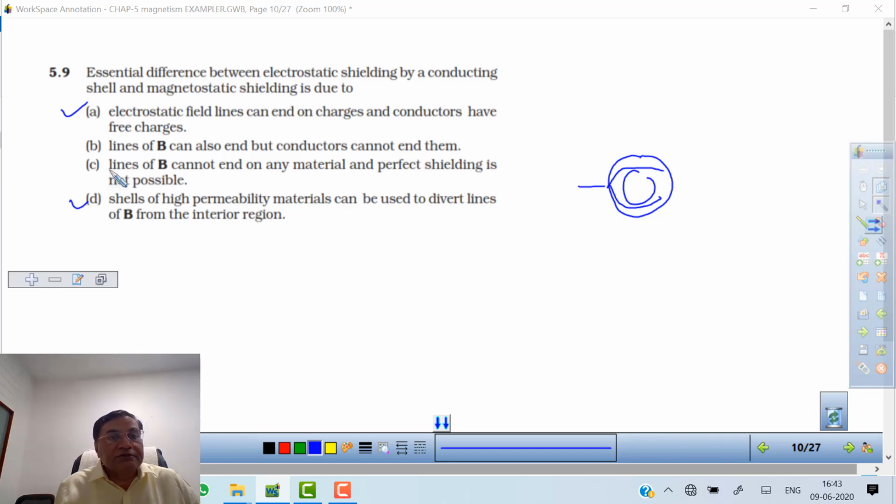Again, I read this. Lines of B cannot end on any material. Suppose we have this material and there is some cavity, and the magnetic field is coming. If the permeability is not very high, then some lines may leak there. So 100% shielding is not possible. And if I want a highly permeable material, then not a single line will pass through it. So B is also correct: ACD. Okay.